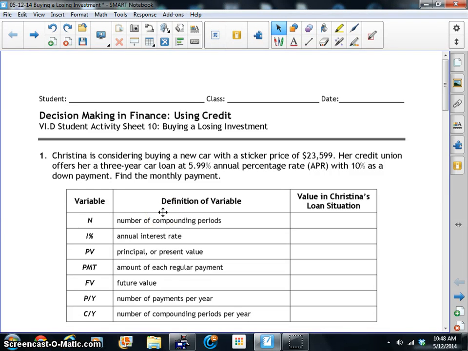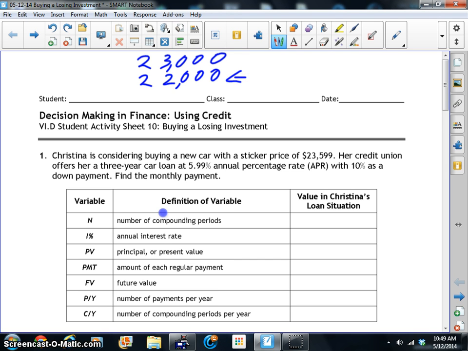Alright, so this is buying and losing investment. As we go ahead and buy certain things, we lose a certain amount. So if we buy a new Mustang, right when we drive it off the lot, it may have cost us like $23,000. But right then and there, its equity is $22,000. So this is how much you are worth, because that's what you own.